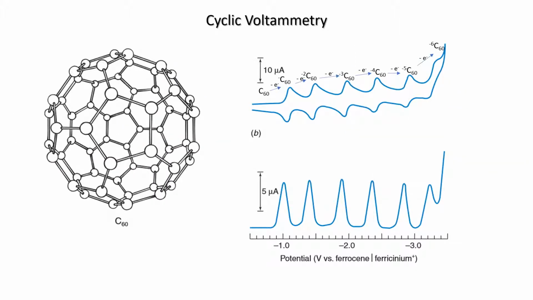Cyclic voltammograms can also demonstrate a sequence of reductions and oxidations, providing the sweep rate is low enough and the onset potentials are sufficiently well spaced. A lovely example of this is given for C60 or Buckminster fullerene, where each of the ionizations can be seen discretely all the way up to C6 6-.